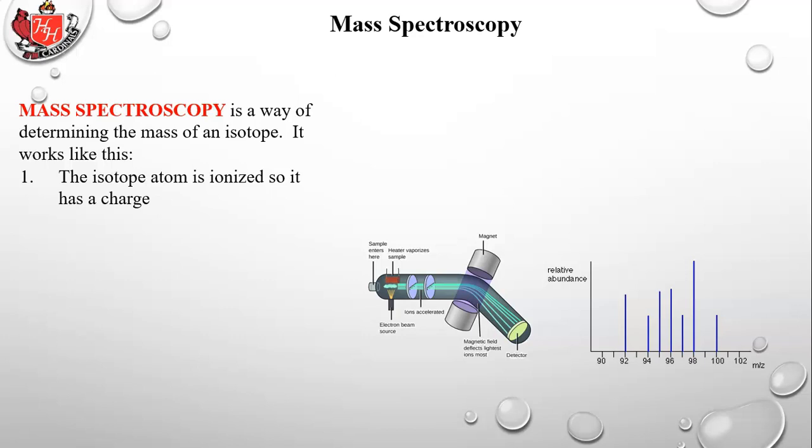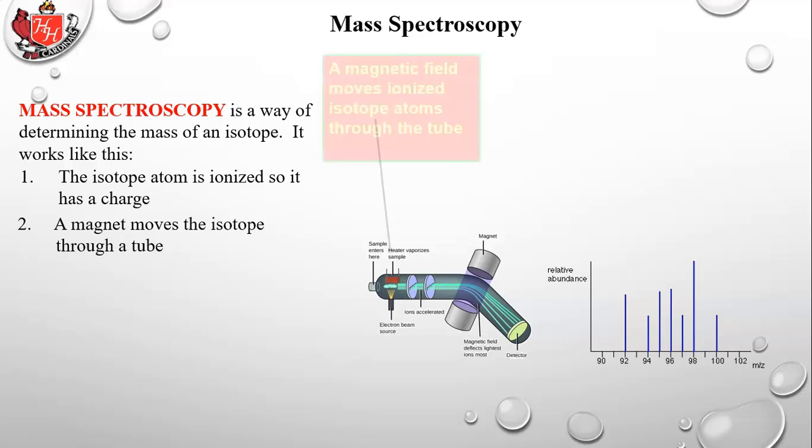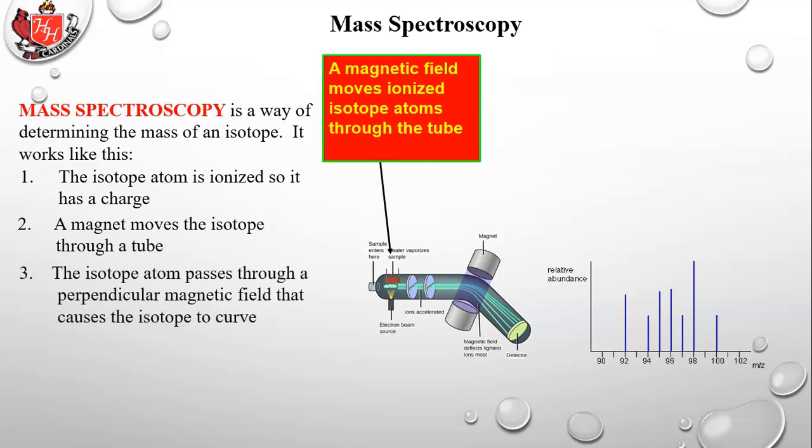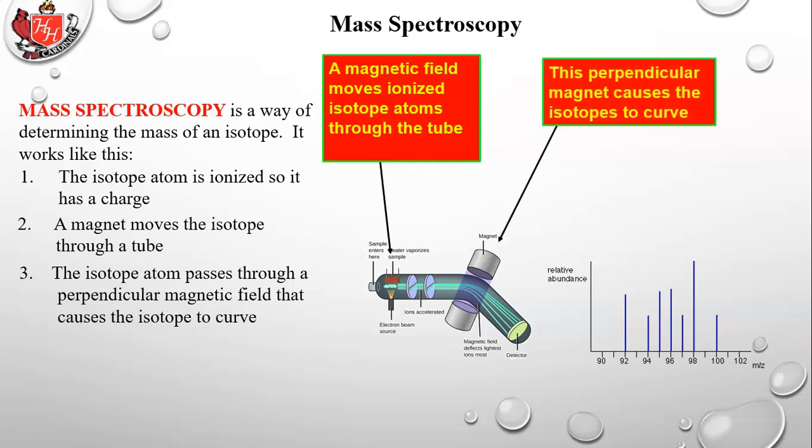So number one, the isotope atom is ionized so that it has a charge. Then two, a magnet moves the isotope through the tube. That's what you're seeing over on the left side there. So a magnetic field moves ionized isotope atoms through the tube. Three, the isotope atom passes through a perpendicular magnetic field that causes the isotope to curve. So that's the perpendicular magnetic field, and it's pushing on the ions, those ionized atoms, to move downward. So this perpendicular magnet causes the isotopes to curve.